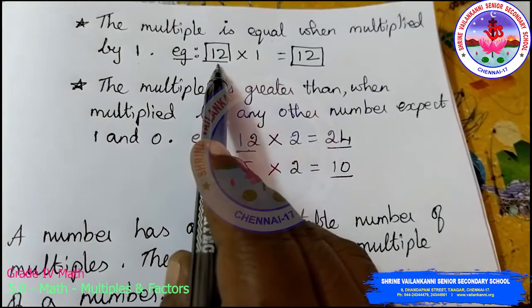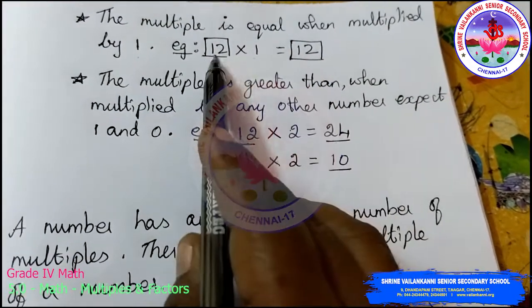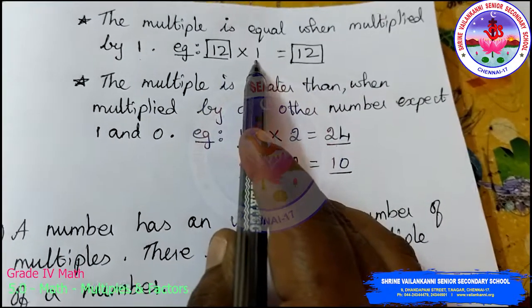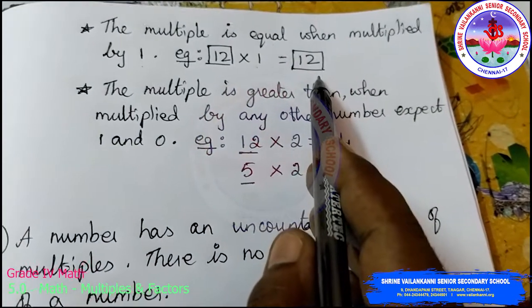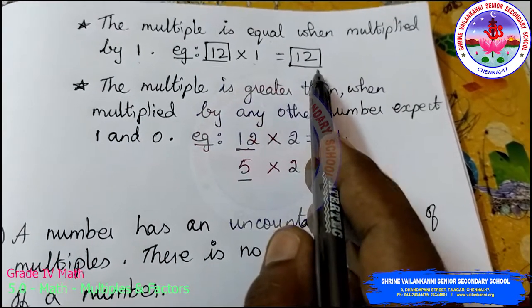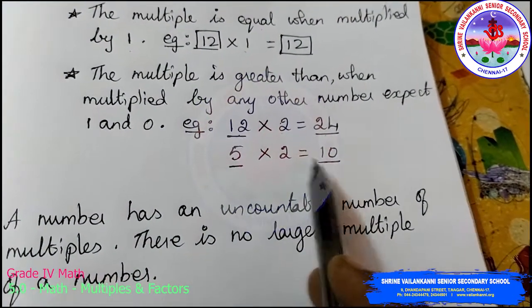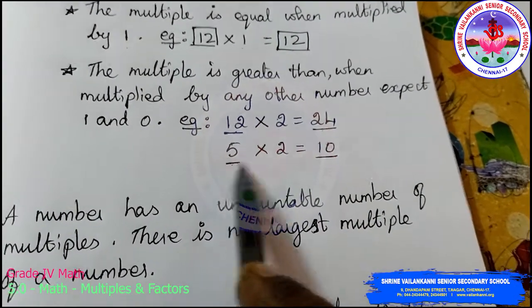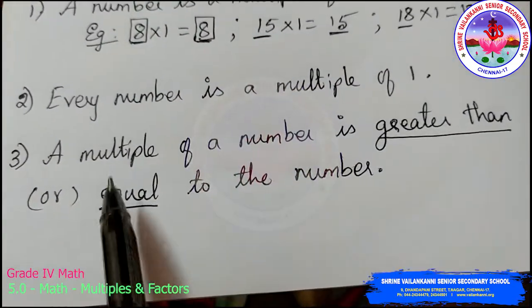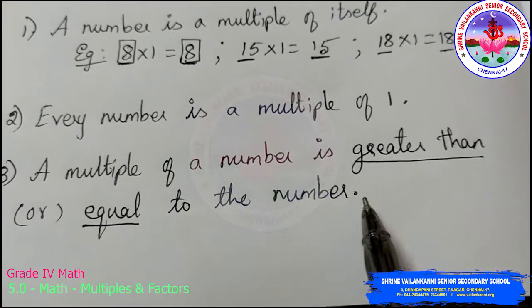If I multiply 12 with 1, you get the same value, 12. If I multiply with 0, what do you get? Any number multiplied with 0 gives 0. Then your multiple will not be greater. Take the example of 5: 5 into 2 gives 10. This multiple is greater than the number. Understood? That is what this third property says: a multiple of a number is greater than or equal to the number.